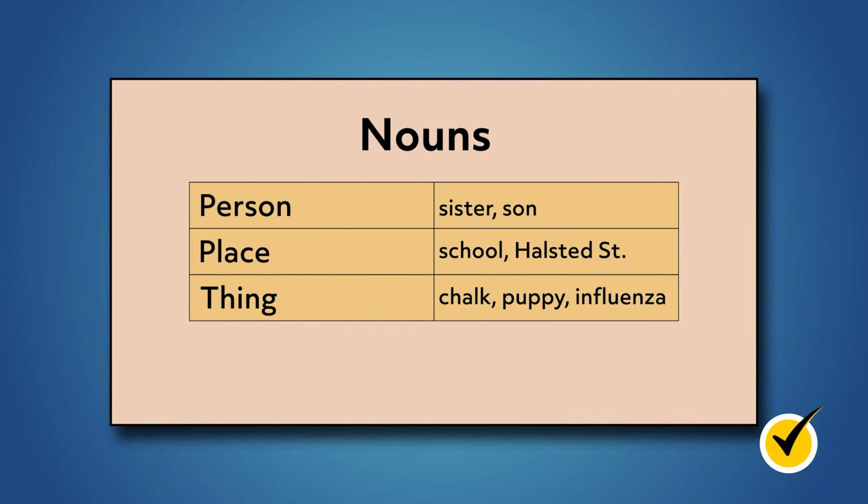Nouns are words that name a person, place, or thing. For example, dad, son, jet fighter, influenza, chalk, Halsted Street, and puppy are all nouns. This may seem broad, but nouns can be broken down even further into different categories depending on what the noun is doing in the sentence.